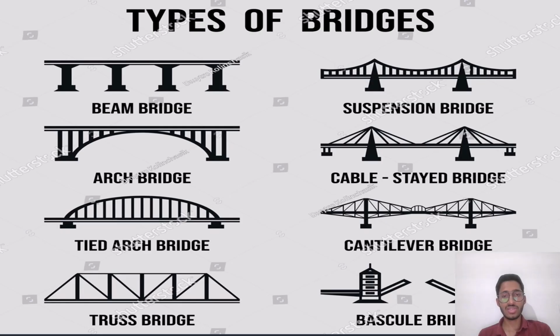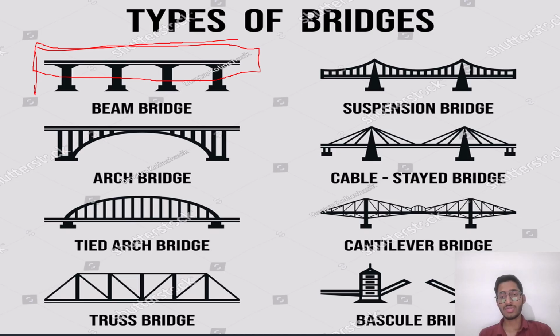Here you can see the types of bridges based on the structure. So first is a beam bridge. A beam bridge consists of a beam which is supported over abutment and pier. The beam acts as a roadway for the vehicle to transport from one place to another place.